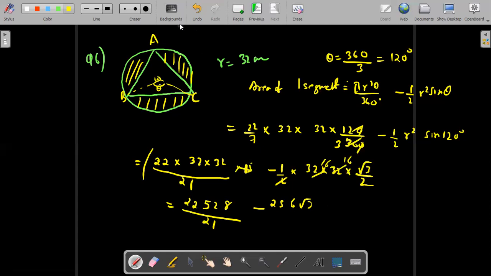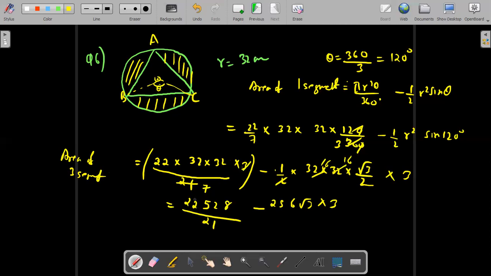Area of the segment is, this is one segment. So area of one segment. So here we are calculating area of 3 segments. So 22 into 32 into 32 into 3 minus half r square sine theta. This also has to be multiplied by 3. So when we multiply this by 3, this will get cancelled, of course, with 3. This will be 7 times.